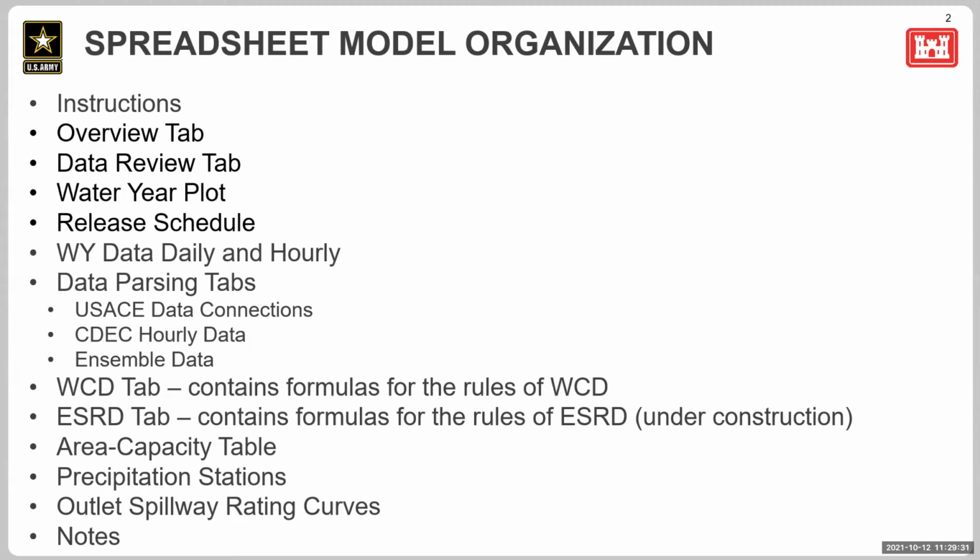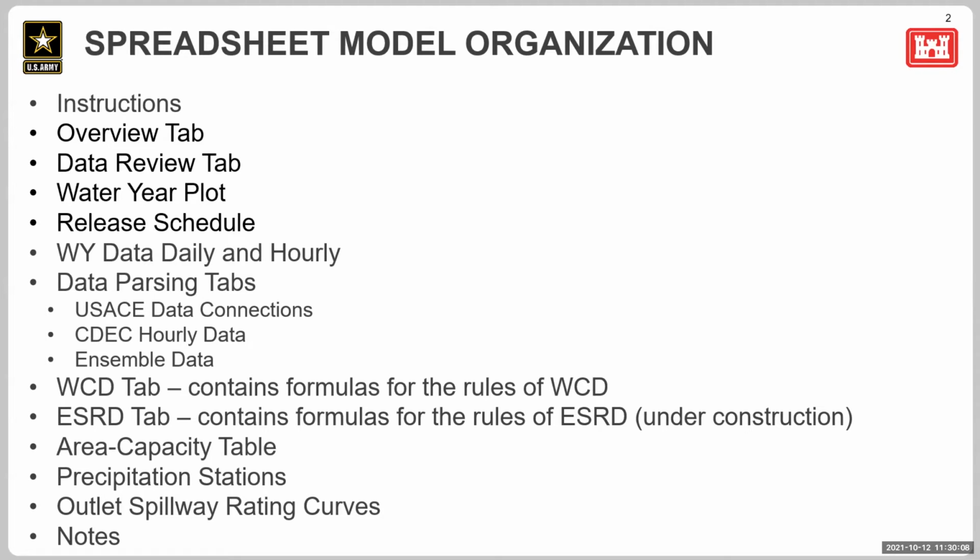data parsing tabs. Essentially what we're doing with these models is we're taking the ensembles from the RFC, we're taking the deterministic forecast from the RFC, we're taking CDAC hourly data where appropriate. So for New Bullards Bar and Oroville, we're taking CDAC hourly data. And we're also taking data that's in our own system. So we're putting all that into SWIMS, and then a report is generated. And then we connect that report to the Excel model, because these are all based on Excel. And from there, the model runs.